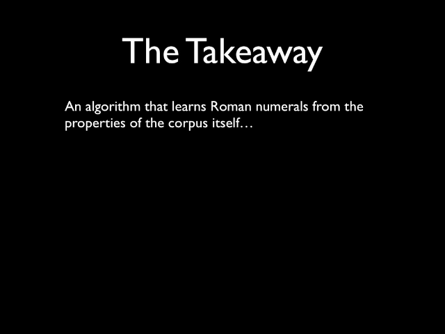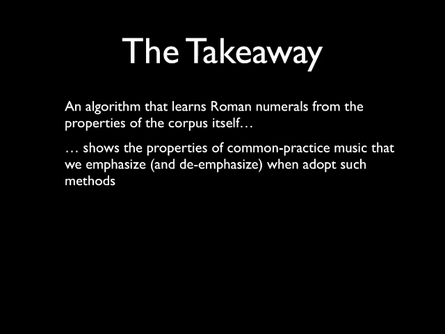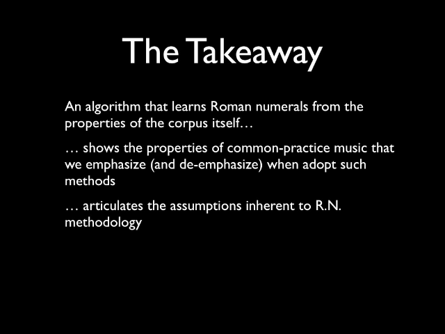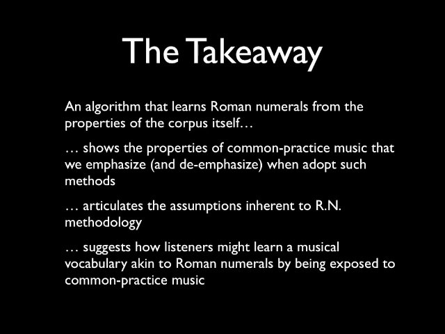So the takeaway from this is that an algorithm that learns Roman numerals from the properties of the corpus itself can show the properties of common practice music that we emphasize when we adopt such methods, articulates the assumptions inherent in Roman numeral methodology, and suggests how listeners might learn a musical vocabulary akin to Roman numerals by being exposed to common practice music. What about common practice music invites us to analyze it with Roman numerals?